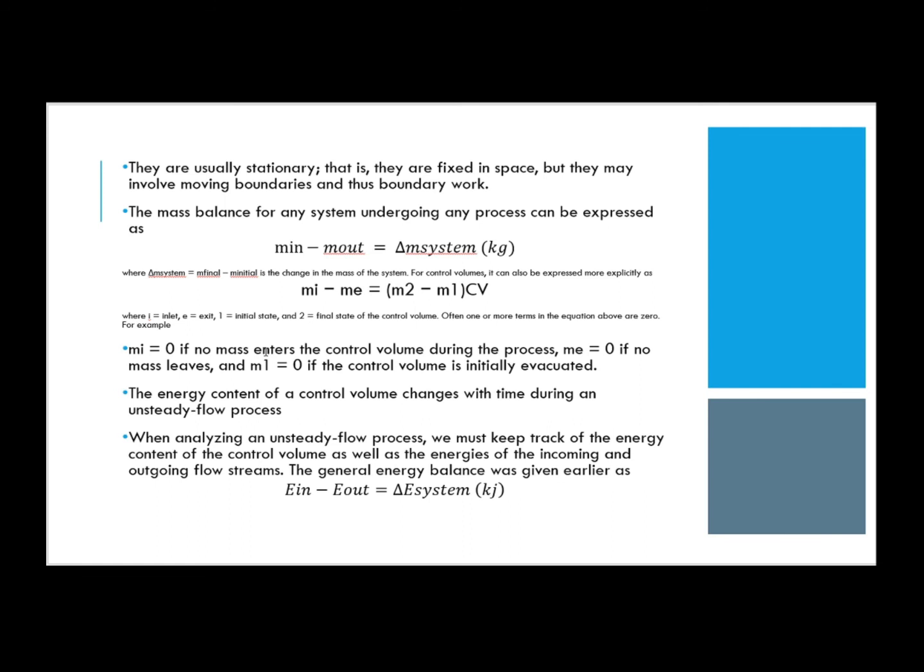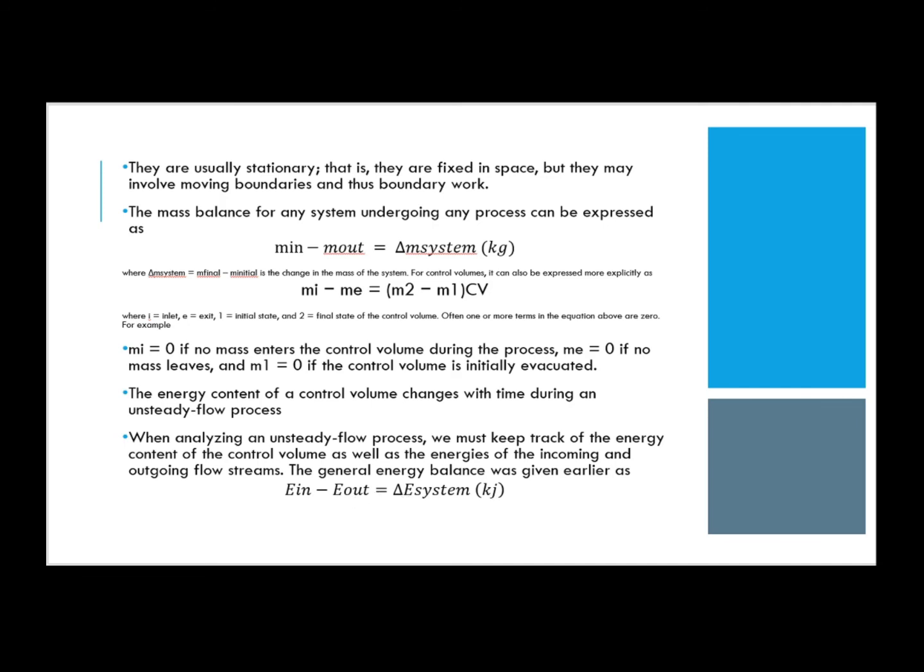The energy content of a control volume changes with time during the unsteady flow process. When analyzing an unsteady flow process, we must keep track of the energy content of the control volume as well as the energies of the incoming and outgoing flow streams. The general energy balance was given earlier as energy in minus energy out equals the change in energy of the system, in kilojoules.